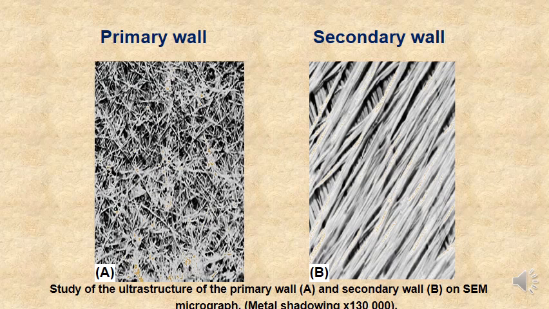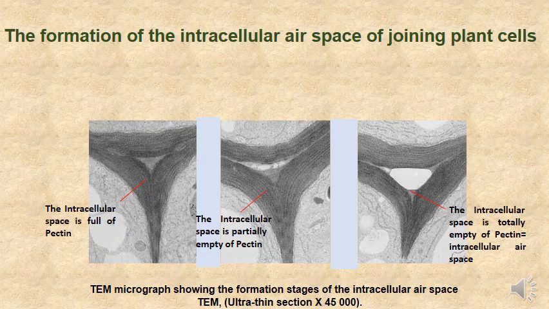The intercellular airspace is formed when the middle lamella breaks down by an enzyme called pectinase. This leaves a void between three cells. The intercellular airspace helps to circulate water and gases between the cells.